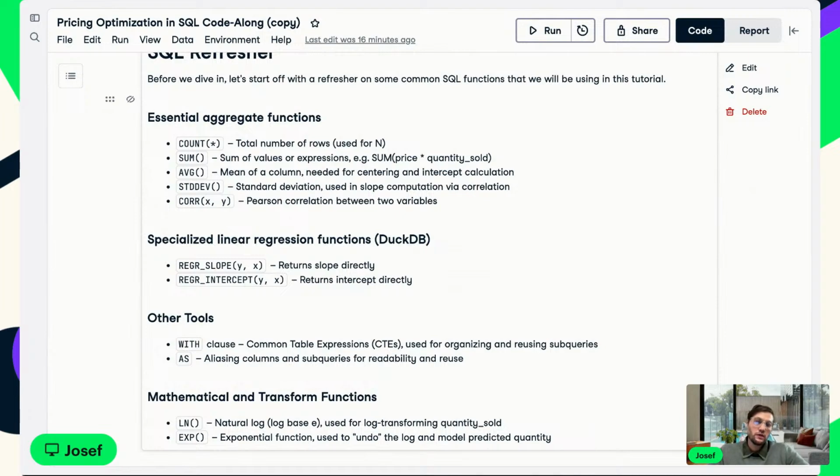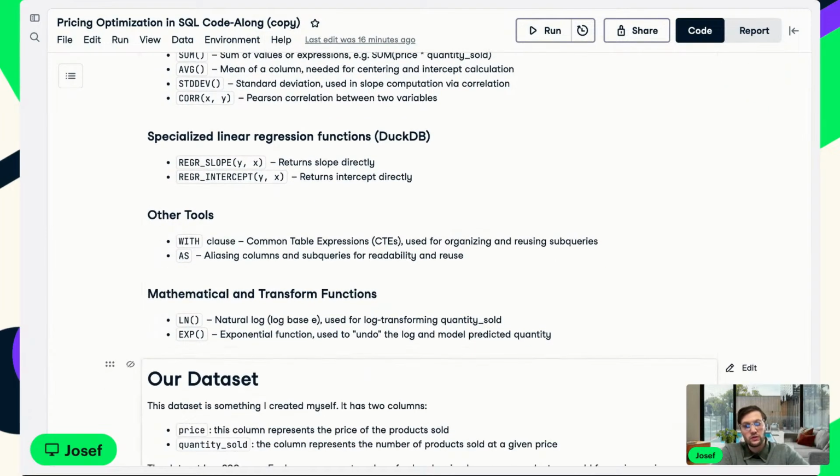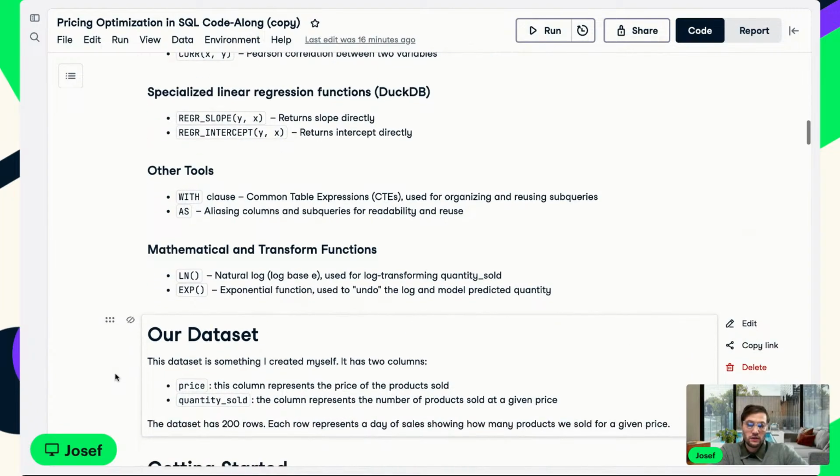So after we do it the longer way, let's say, we'll have access to a shortcut, which is going to be really useful as our queries start to get a bit longer. WITH and AS are keywords that you probably recognize if you've written common table expressions. And then we also will use mathematical transform functions here, specifically ln for the natural logarithm and exp for how to exponentiate, so to back transform our model after we're done with it.